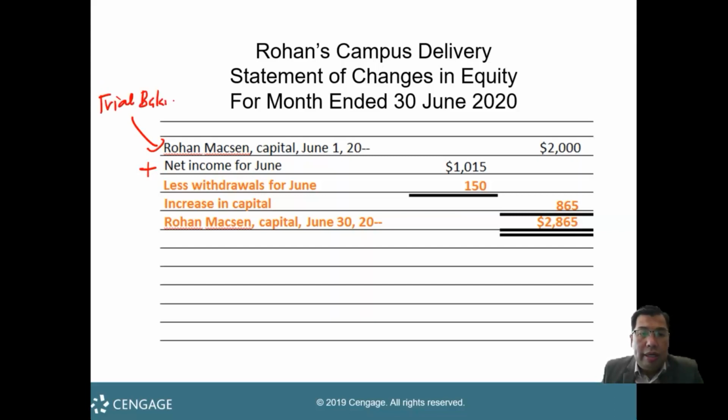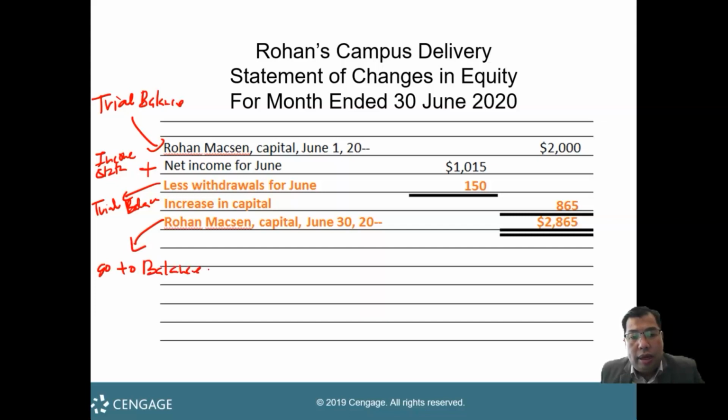This is from your trial balance. Net income is from your income statement. Drawing comes from your trial balance. And this figure will go to your balance sheet. Always remember, for every document, you need to put the company name, the name of the document, and also the period, maybe for month ended, for year ended, or for quarter ended, 30th June 2020.